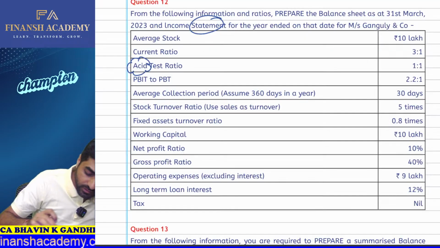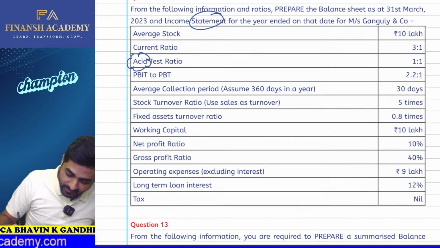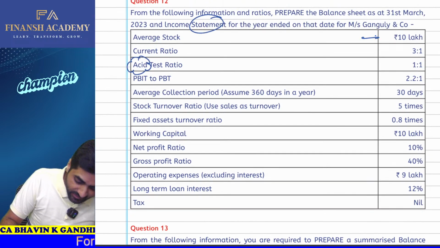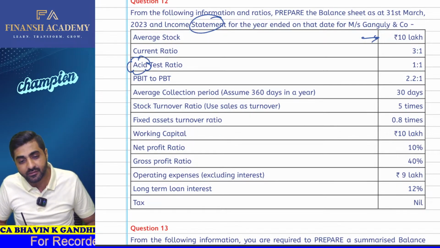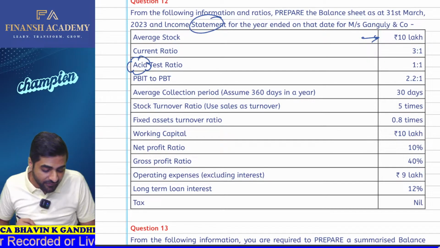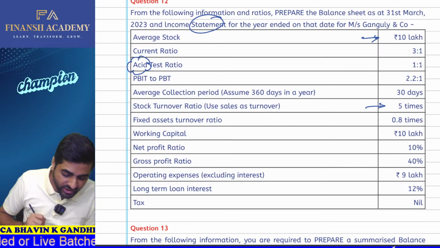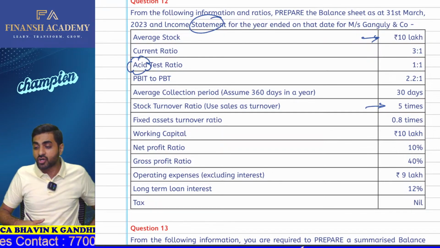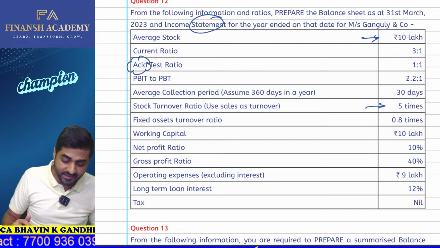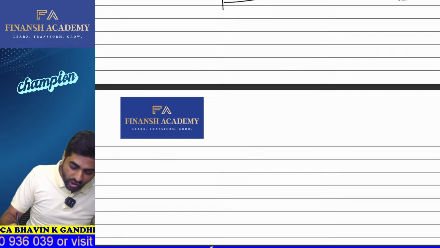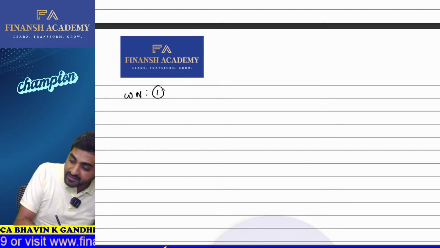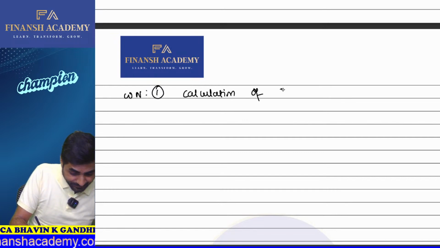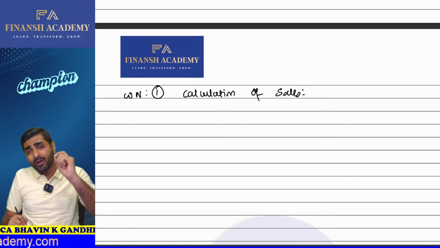Okay. Now, what next? Guys, we have average stock which is available. As you all can see, we have average stock available. So now, if I have average stock available and if I have stock turnover ratio available, wow, can I calculate what is going to be the amount of my sales? Come on, yes or no? Of course, yes, we can calculate the amount of the sales. So what is going to be now? Your working note number 1. And in this working note number 1, I will write down calculation of sales.